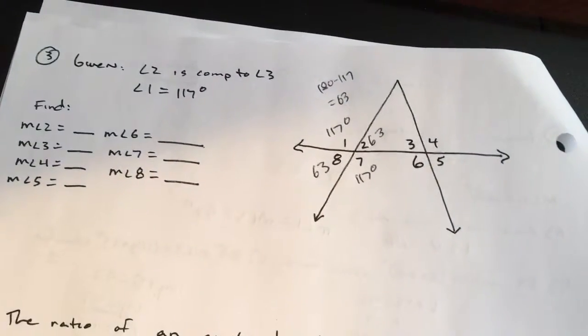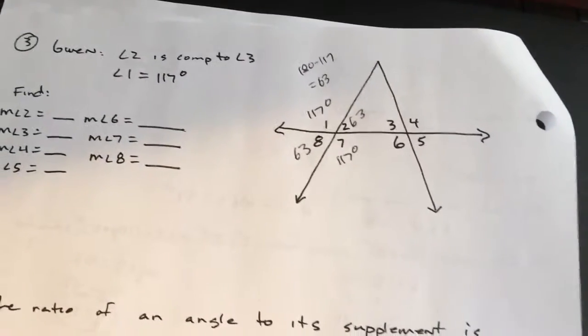Now, 2 is complementary to 3. 2 is not equal to 3. It's complementary.